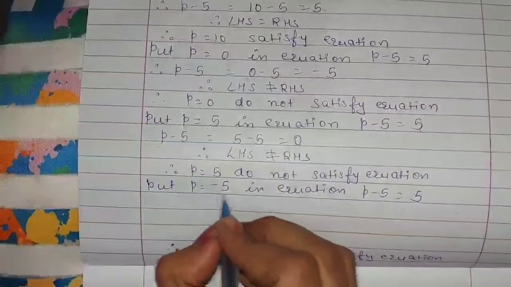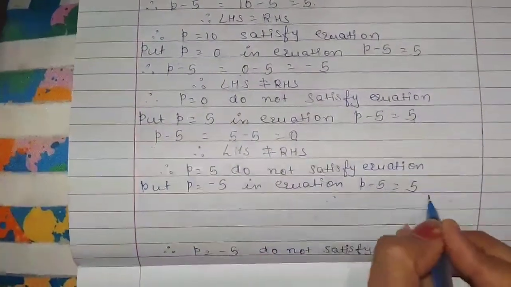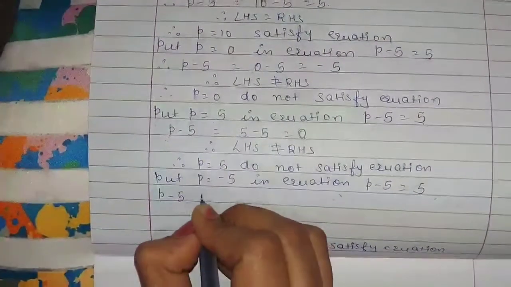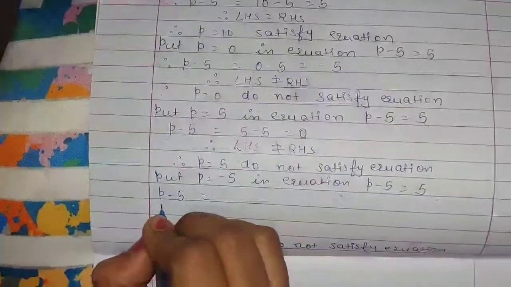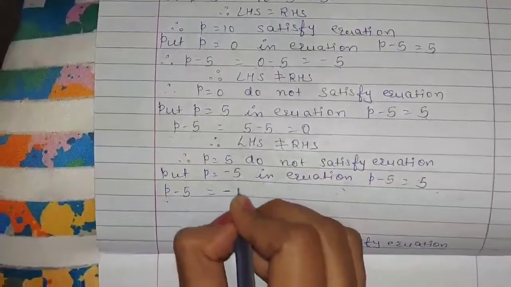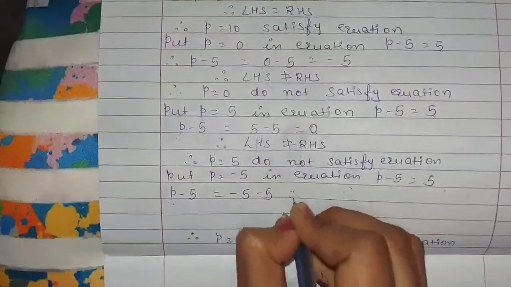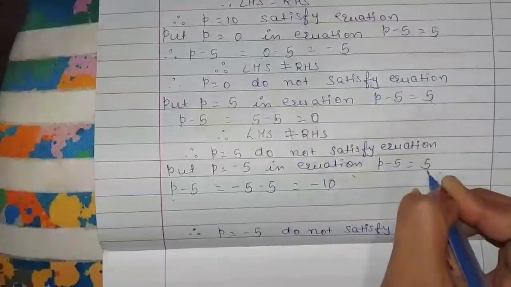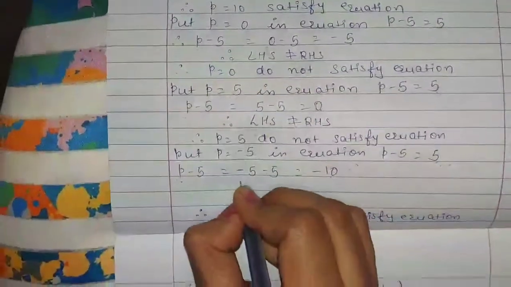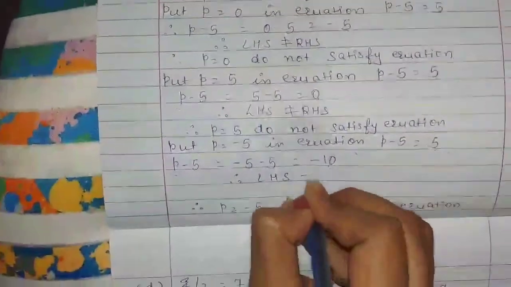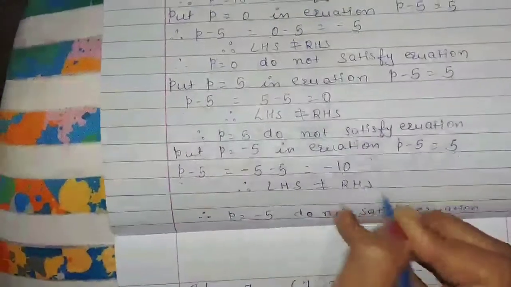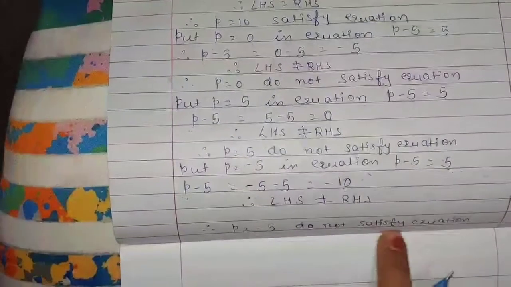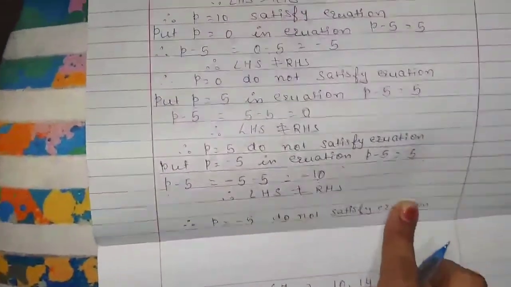Next, put P equals minus 5 in the equation P minus 5 equals 5. So first we will write the LHS of the equation, that is P minus 5. We have to write P equals minus 5. Minus 5 minus 5 equals minus 10. This LHS is minus 10, the RHS is 5. The values are not equal. Therefore LHS is not equal to RHS. Therefore P equals minus 5 does not satisfy the equation.